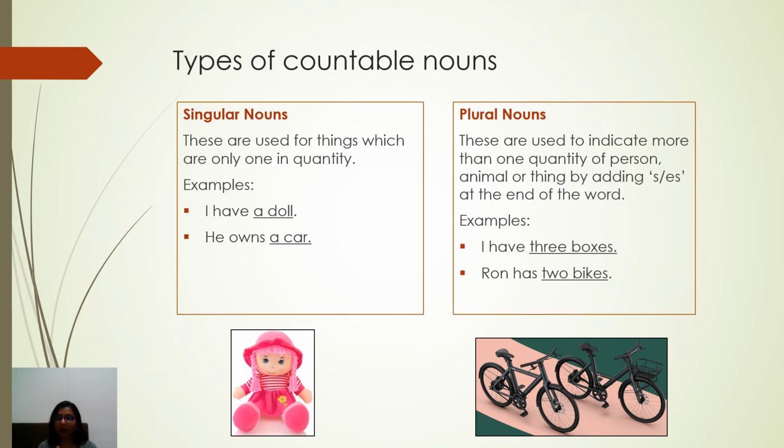For example, I have three boxes. Now, three is definitely more than one, and hence we are going for the plural noun here. If I had to say I have one box, then I would remove that es part and just refrain to box, right? Ron has two bikes. He does not have one bike, he has two bikes instead. And hence we go for the plural noun. It is pretty simple. I hope that we are able to understand the difference here.